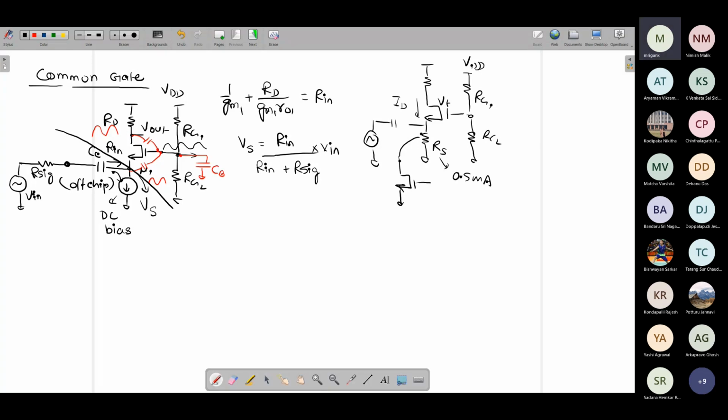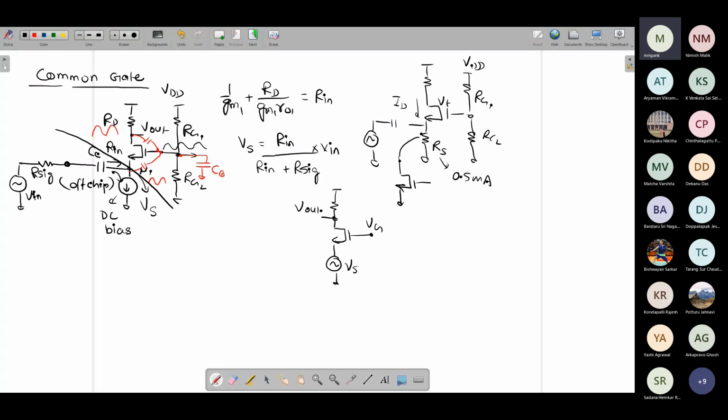Now, once your VS is known, then the rest of the thing is simple, because for a common gate, for this particular configuration, if I know that the gate voltage is fixed, it is some AC ground, and you're applying a VS over here, and this is your output. So how do we find out what is the overall signal gain? So this is simple, right?